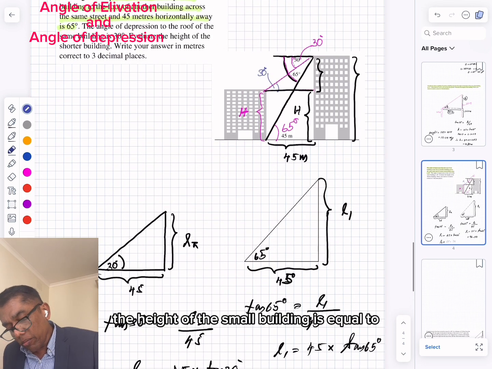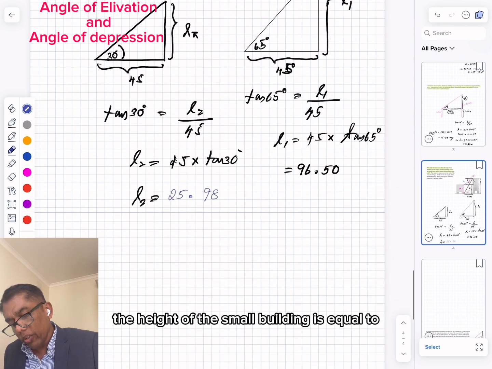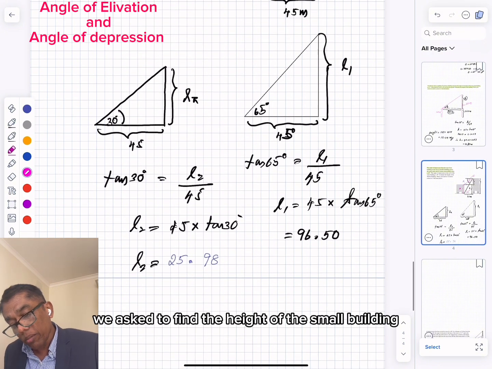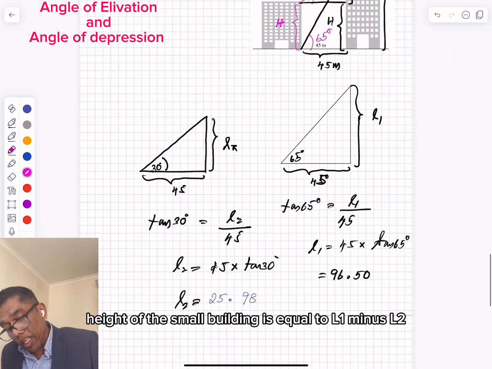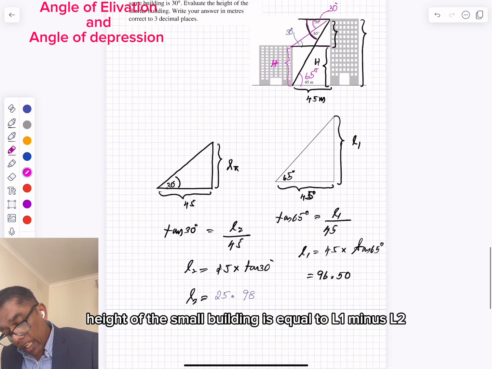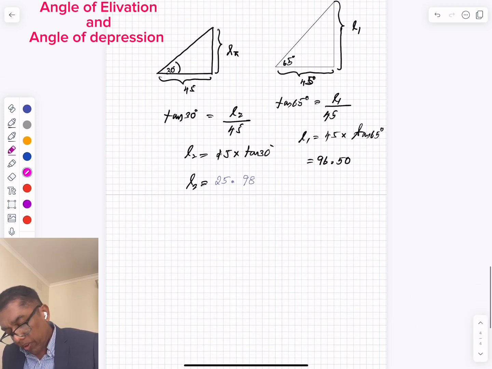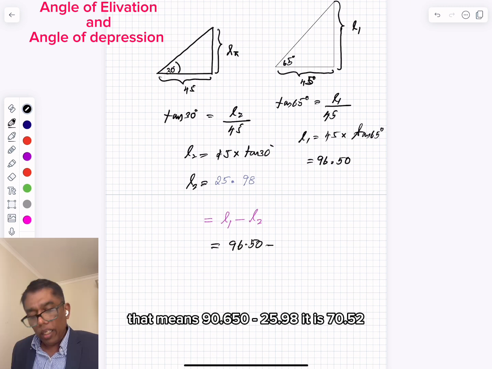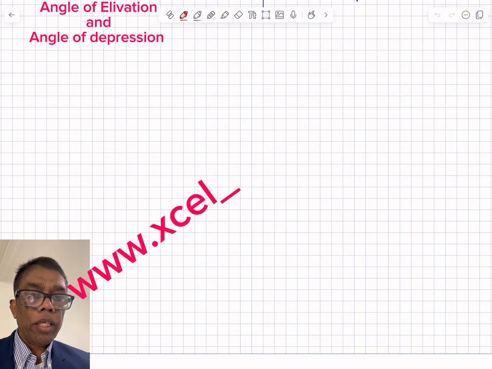Now we are asked to find the height of the small building. The height of the small building is equal to L1 minus L2. That means 96.50 minus 25.98. It is 70.52 meters.